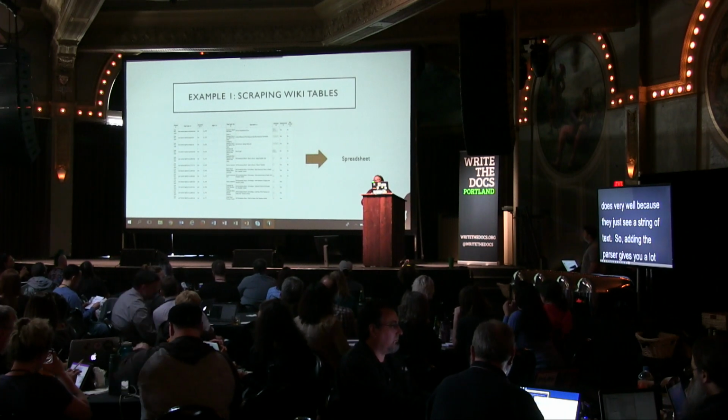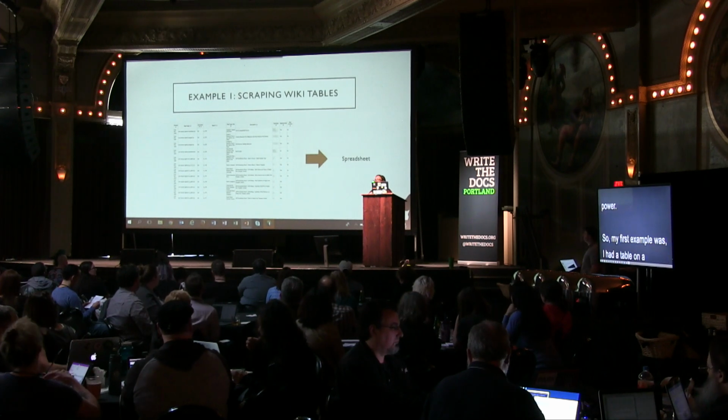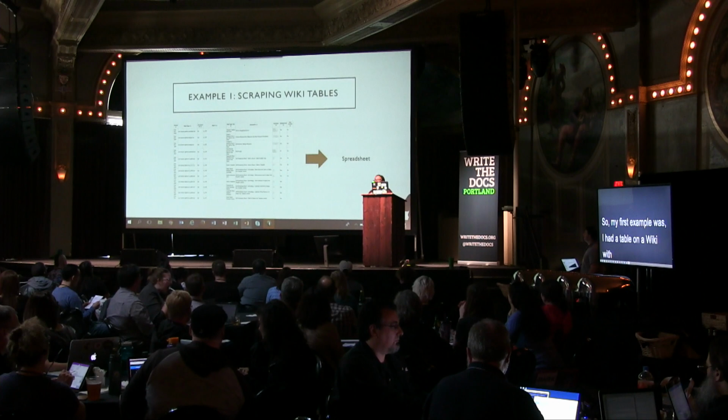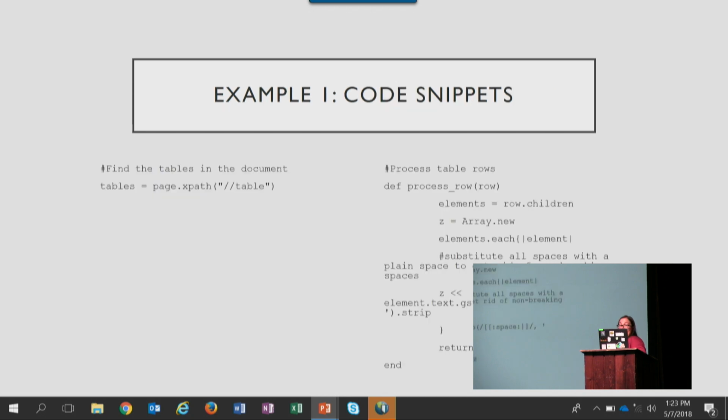So my first example was I had a table on a wiki with 400 help IDs listed on it. And we needed to import this into another tracking system. And nobody wanted to do this by hand. So I wrote a very simple script using Ruby and NOKOGIRI to scrape this. So on the left there, that little snippet of code basically says, find me all of the tables. That /table says, find everything in a table tag.